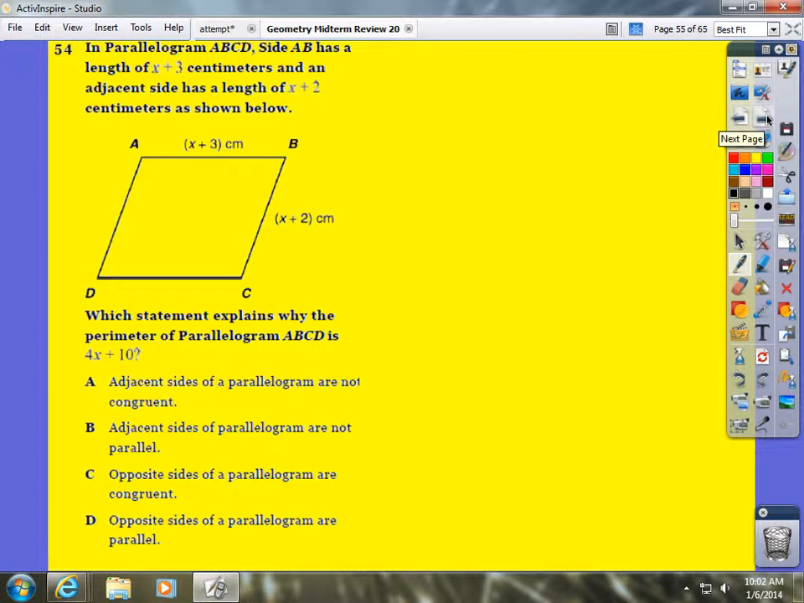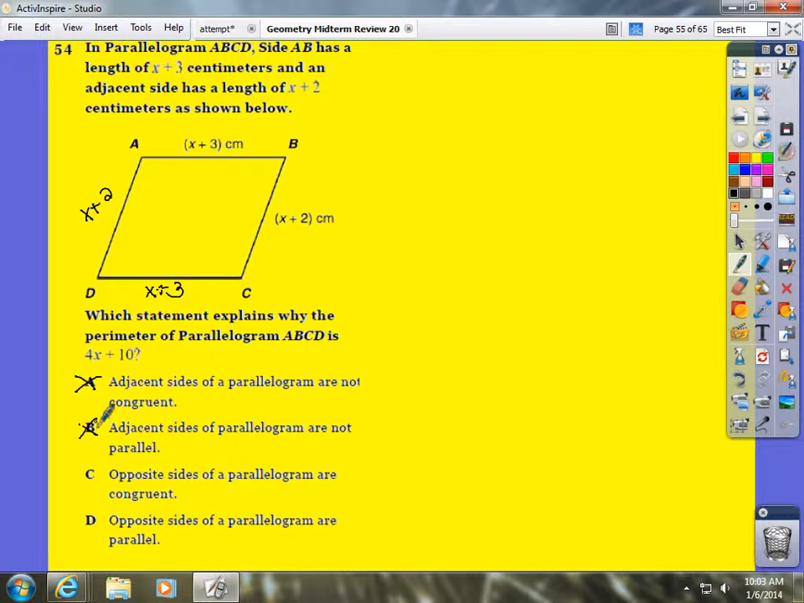Parallelogram AB has length of x plus 3, and an adjacent side has x plus 2. Which statement explains why the perimeter? Well, adjacent sides have to be congruent, so this has to be x plus 3, and this one has to be x plus 2. This one says adjacent sides are not congruent, so that doesn't work. Adjacent sides are not parallel. We know that that's false because adjacent sides have to be parallel in a parallelogram.